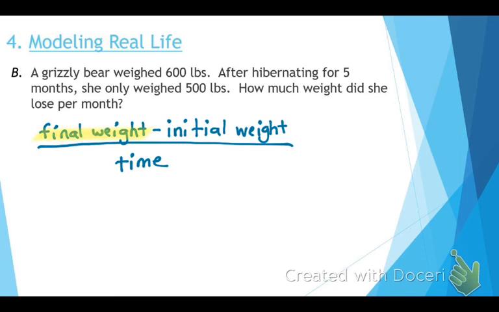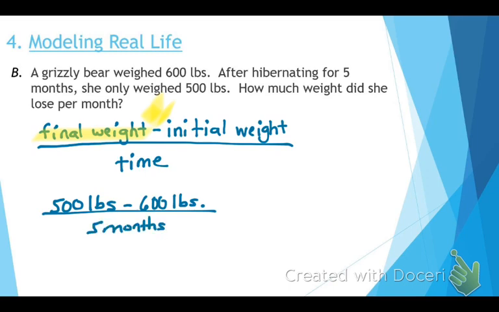First things first, what was the final weight? 500 pounds. Then notice it says right here we have to subtract. So we're going to bring down our subtraction. And what was the initial weight? 600 pounds. Jordan, how much time did it take for this to pass? 5 months. What is 500 pounds minus 600 pounds? Not 100. Negative 100, because remember you got to take the sign of the larger number. So negative 100 pounds, and we're going to divide by 5 months.